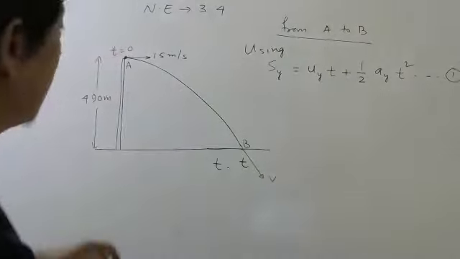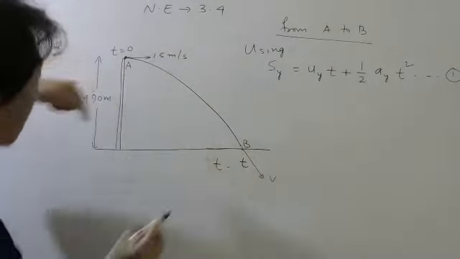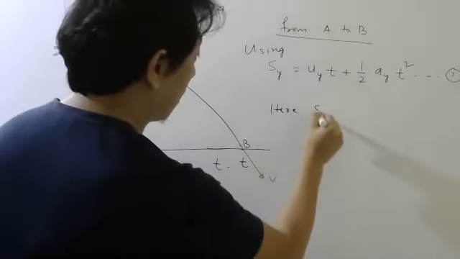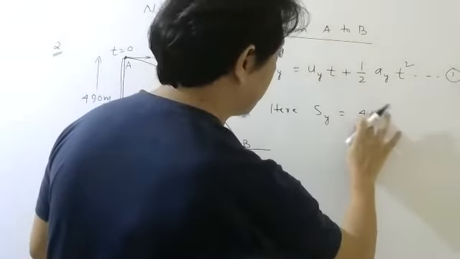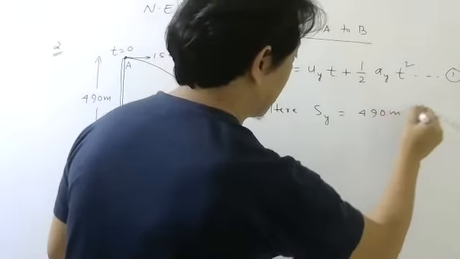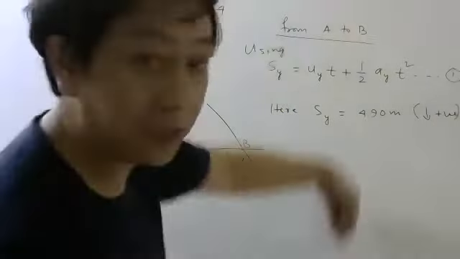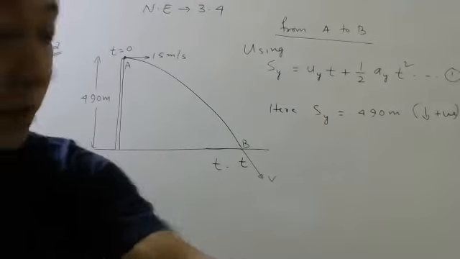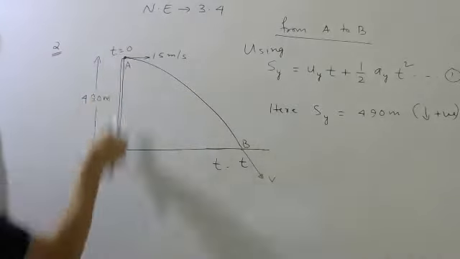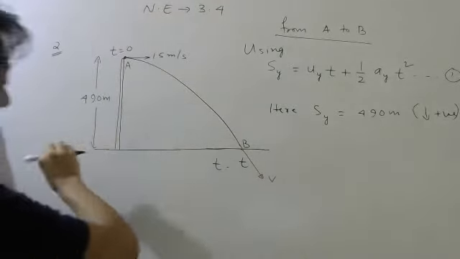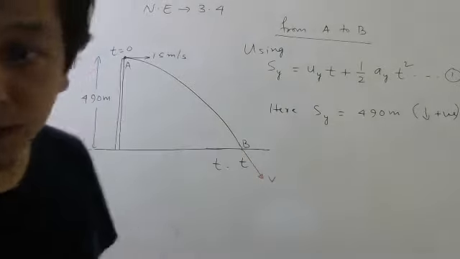Now let us see what are the given quantities. When it goes from here to here, this is the y component of displacement. So here, the y component of displacement is downwards 490. And I am taking down as positive because I am writing 490 downwards. Okay, this is clear, everyone? Actual displacement from A to B is this. This is the y component of displacement. This is the x component of displacement. So the y component of displacement is 490.